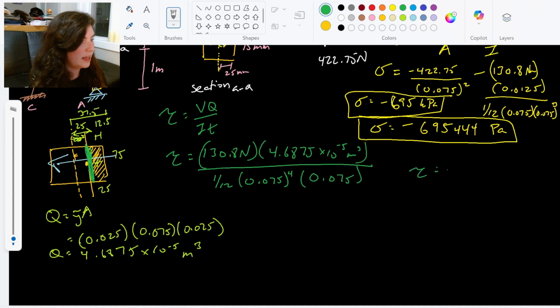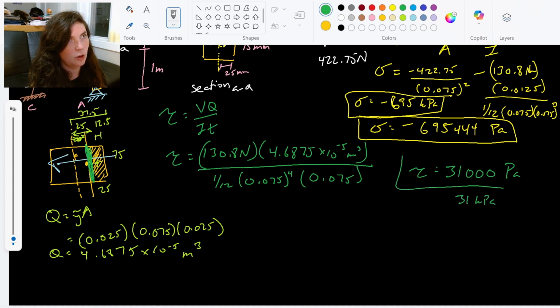And I plug all of that into the calculator to get a shear stress of about 31,000 pascals, or 31 kilopascals. Either way is fine, you can write it either way. So you can see we had two different stresses going on. We had the normal stress and the shear stress in this one, contributing to different things. So they don't get combined. They stay as a normal stress and a shear stress. And it was just a matter of finding all of those ingredients that we needed to find the stress at that point F.